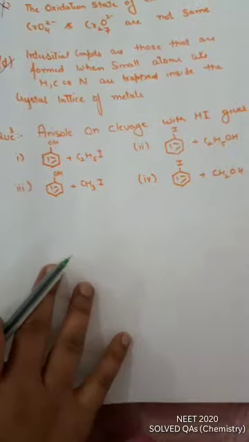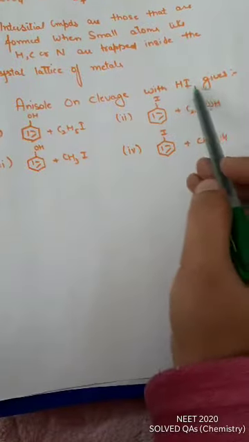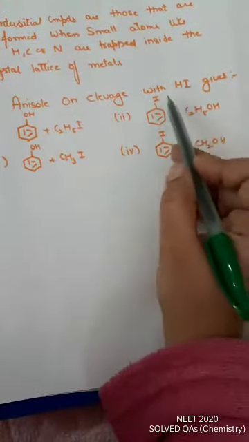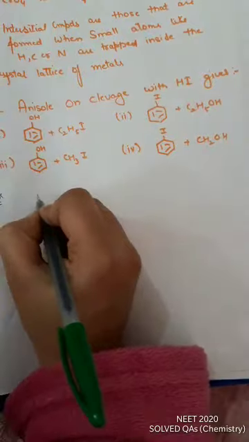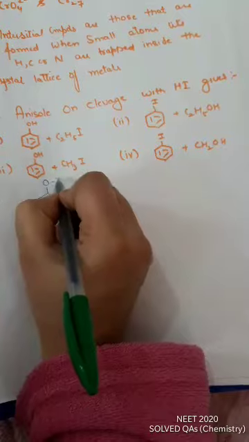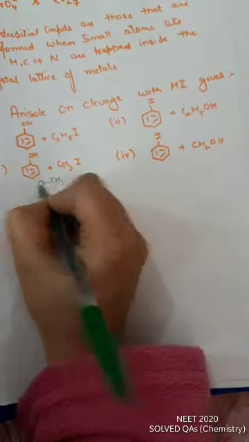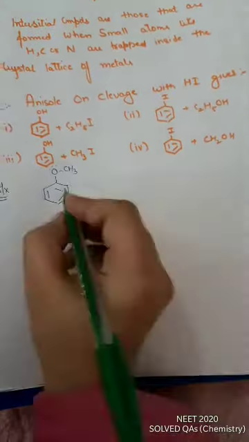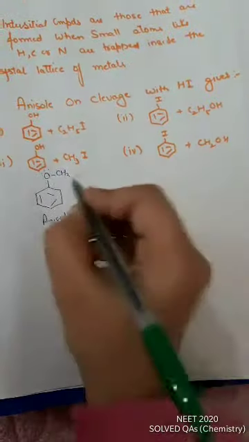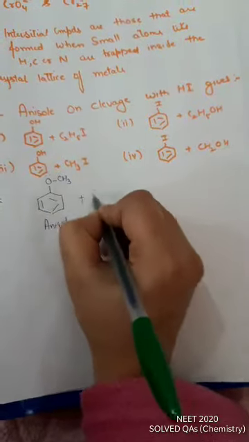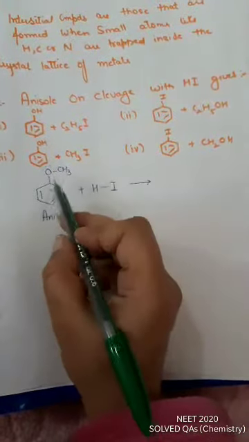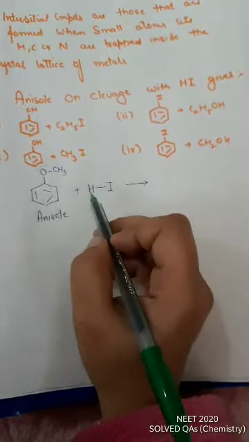Okay, now the next question is: anisole on cleavage with HI gives what products? Here we have to give the cleavage of anisole with HI. What is anisole? Anisole is methoxybenzene. Okay, another name of this is methoxybenzene. Let us see how anisole reacts in the presence of HI.